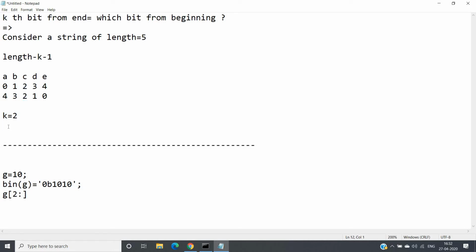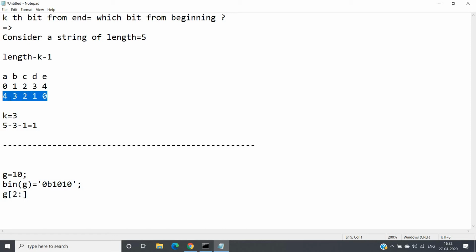Now from the beginning, length is 5, minus k is 2, minus 1. That is 5 minus 2 minus 1, that is 5 minus 3, that is 2. So see, kth bit from the end is equivalent to second index position from the beginning. For c, the index from the beginning and index from the end are matching. Check another case. Suppose k equal to 3. If the index is 3 from the end, from the beginning the index will be 5 minus 3 minus 1, that is 5 minus 4, that is 1.